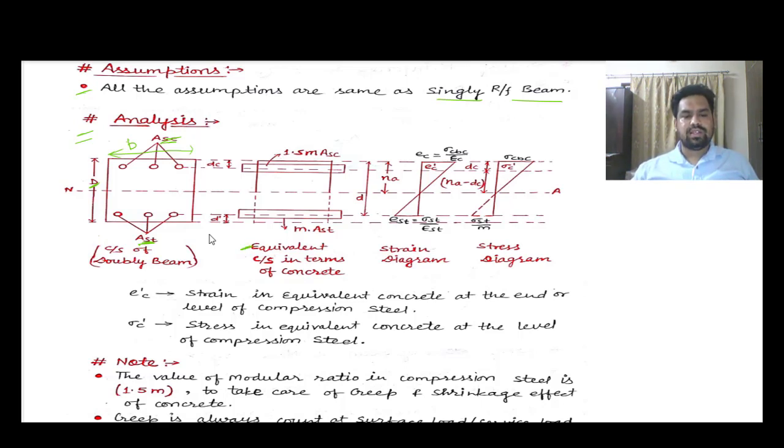So we have converted this section into an equivalent or transformed section in terms of concrete. The steel which was provided in the tension zone was transformed as m Ast, but now we have steel provided in the compression zone also, so we have to transform that also. For that the modular ratio becomes modified. It is 1.5 m, so 1.5 m Asc. Now we will draw that strain diagram and stress diagram.